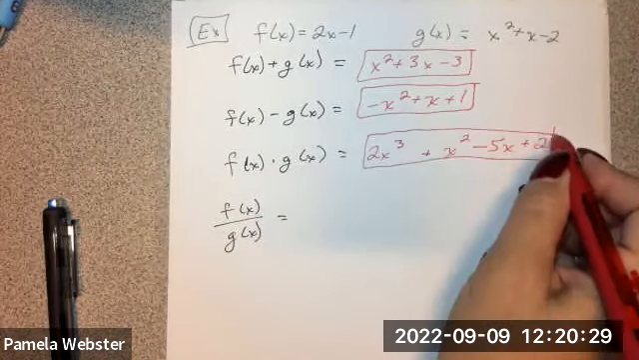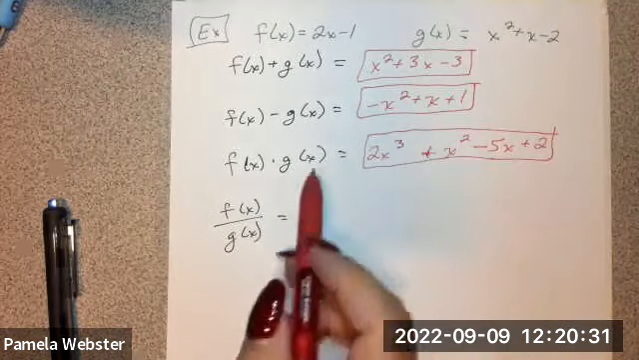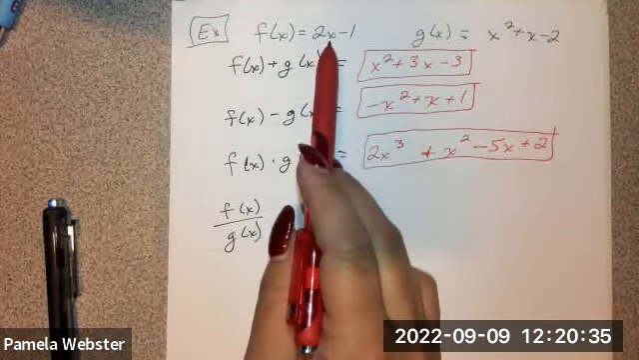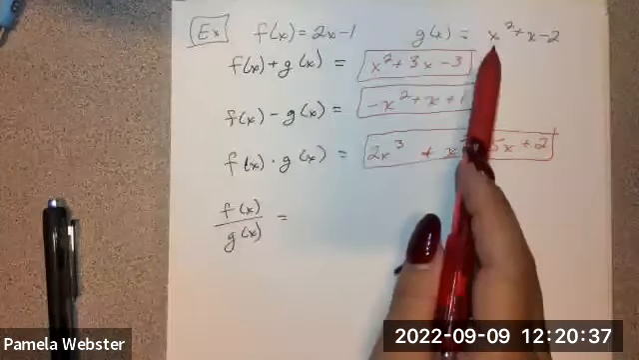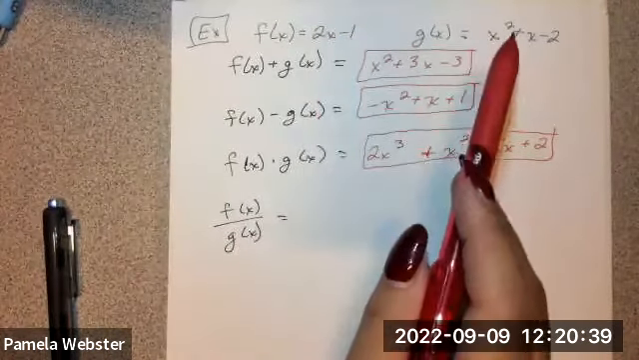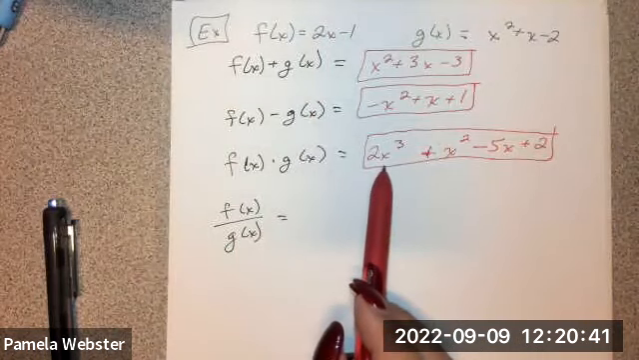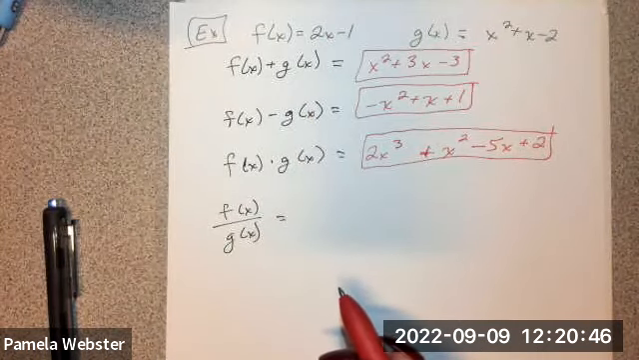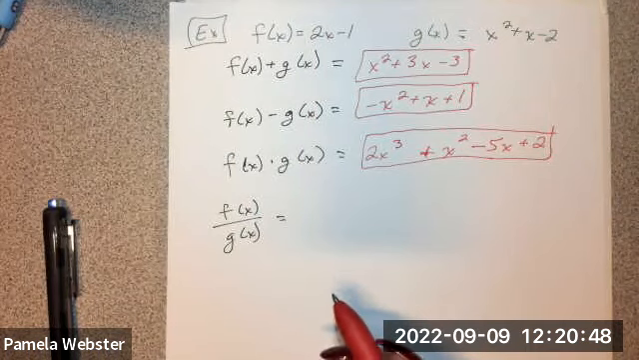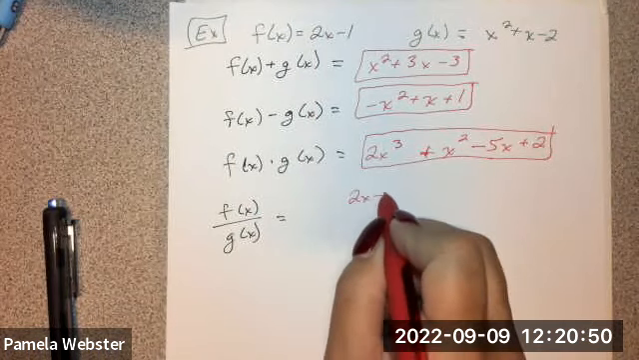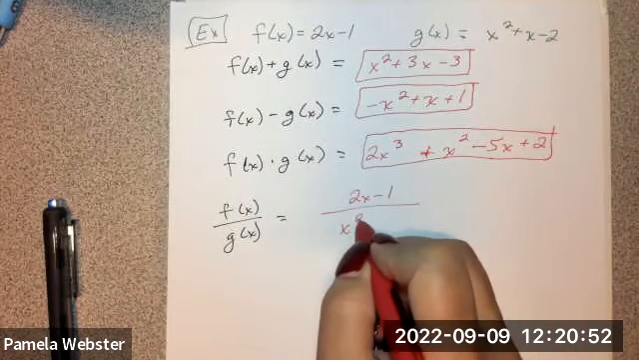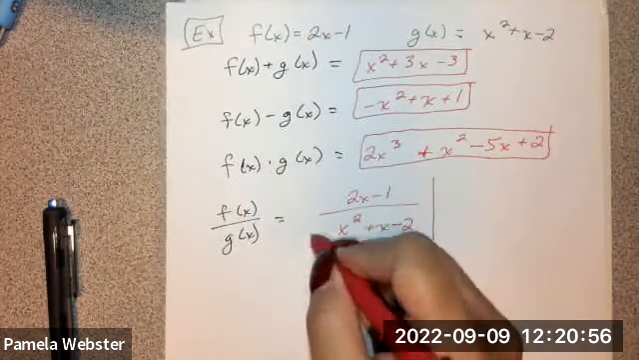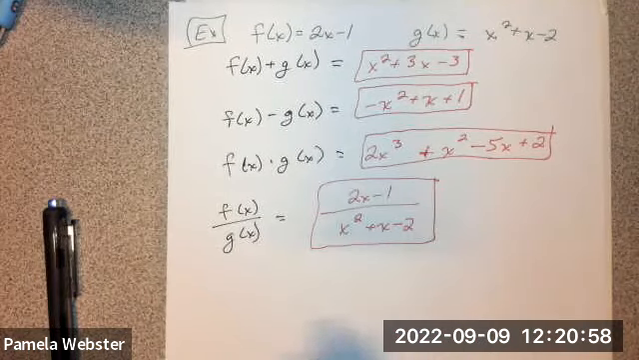And I want you to think, does that make sense to have a 2x cubed in there? It should, because when I multiply this guy, he's got an x in him, and I multiply this guy, he's got an x squared. So x times x squared is going to give you the x cubed, right? So that makes sense that it's in there. And then the last one that they've got there, they said just simply (2x minus 1) over (x squared plus x minus 2). That's the division. You don't have to do anything with that.